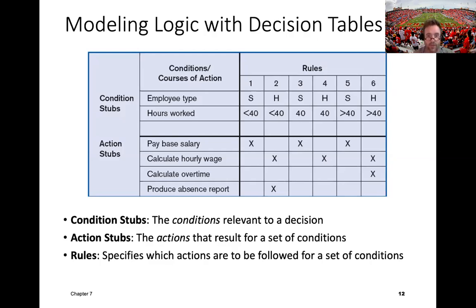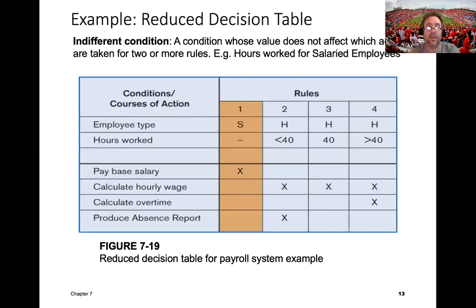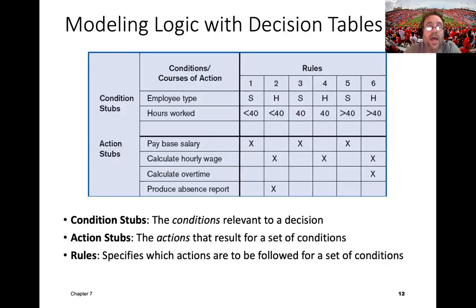Okay, so let's have a look-see. Oh, I've jumped ahead of myself. Okay, so here we have our condition stubs. We have our employee type, whether we're an S, a salaried employee, or H, an hourly employee. We have the hours worked: less than 40, exactly 40, or more than 40. We have our action stubs. So depending on the conditions and the rules, we will do the following actions. We'll either pay the base salary, calculate hourly wage, calculate overtime, or produce absence reports.